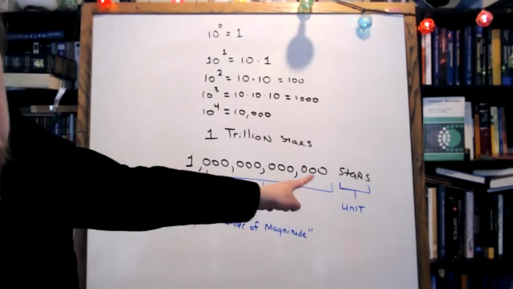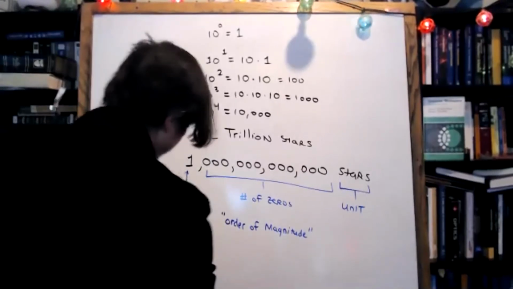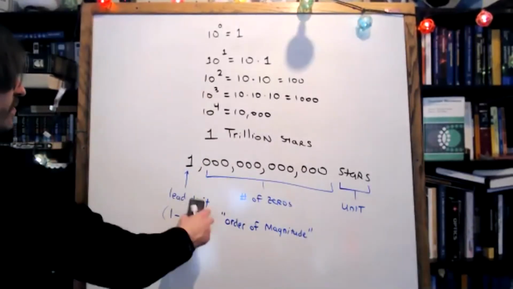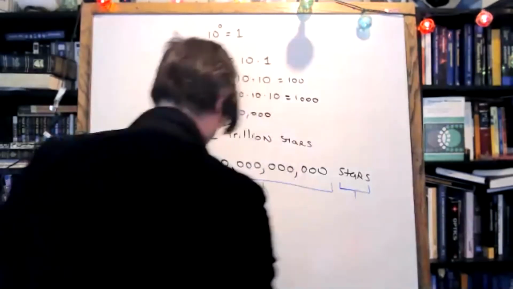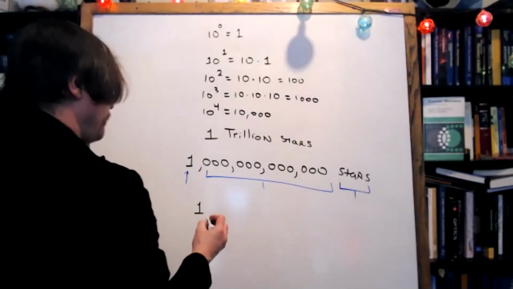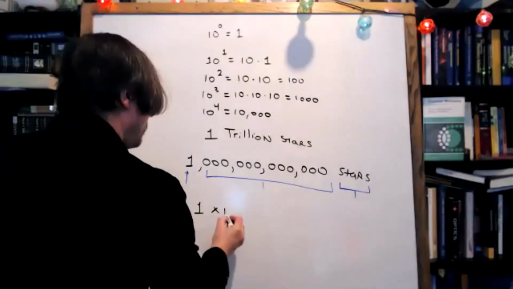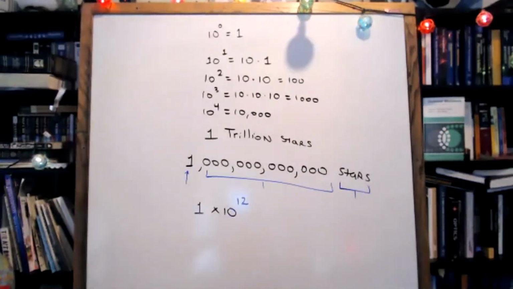I can use powers of 10 to pack these zeros into a convenient form. Let's watch. I'm going to erase this a little bit here. We'll write our lead digit down, 1. And then we'll pack the zeros into a power of 10. 1 times 10 to the 12.